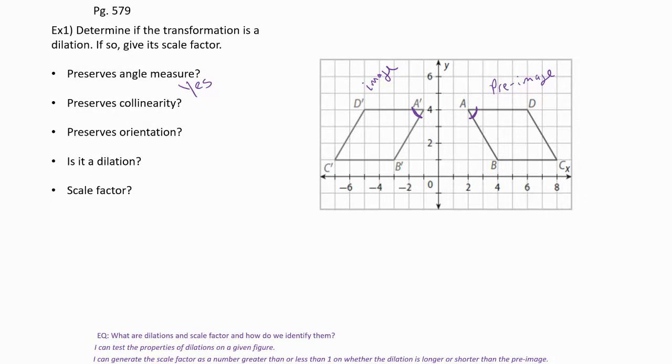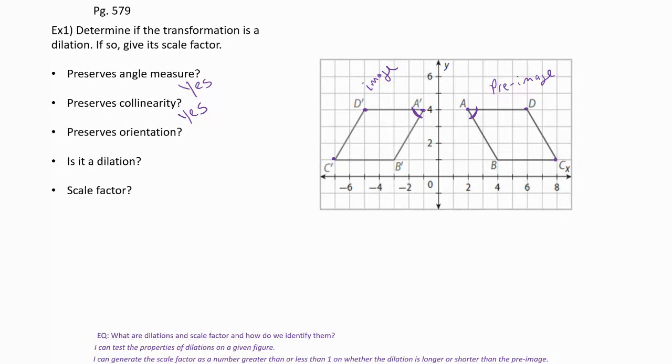So basically that says, if we're starting with A and D, and they're on the same line, then A prime and D prime have to be on that same line segment. And same thing here, D and C are on the same line. All right, so yes, it preserves collinearity. And then you could do the same thing, B and C are on the same line. Now, preserves orientation. Remember, orientation is the direction.